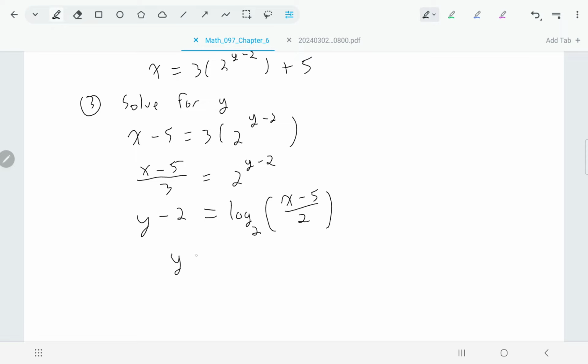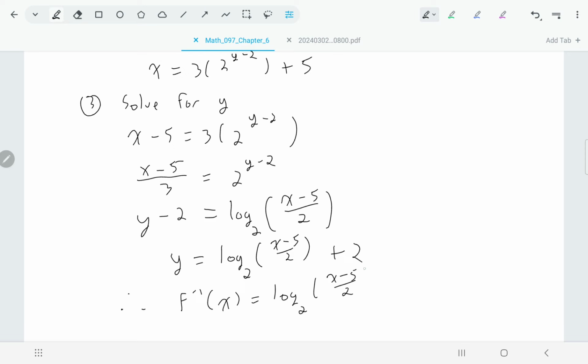I just need to move the 2 to the other side. So I have log base 2 of x minus 5 over 3, plus 2. And now that I've solved for y, I can say that that must be f inverse. Oop, I just made a mistake. I realized my 3, I rewrote it down here as a 2, so I'm just going to fix that. There we go. Good thing I caught that.